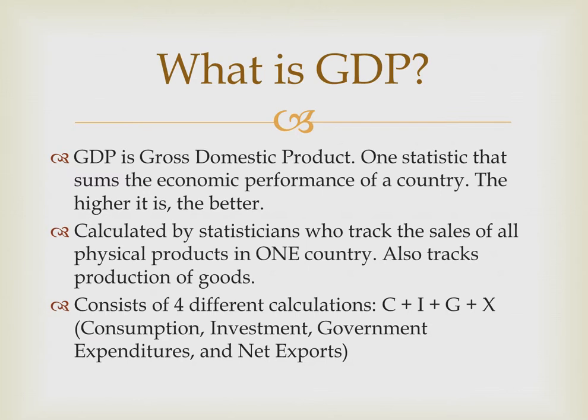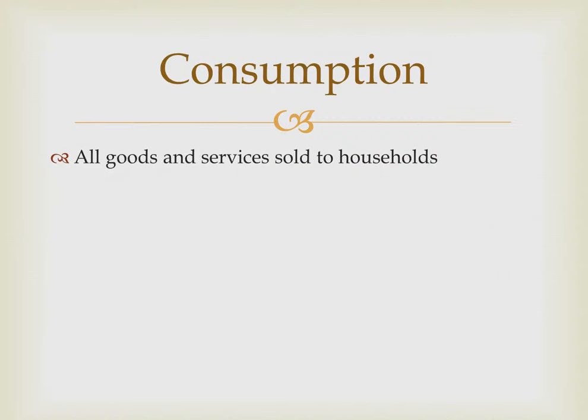It also counts the production of goods. This isn't which country's goods, but rather the country itself. If Toyota builds a factory here, that's part of the United States GDP. But if Ford builds a plant in China, that's not part of the US GDP. GDP consists of four different separate calculations: C, I, G, and X, or consumption, investment, government expenditures, and net exports.